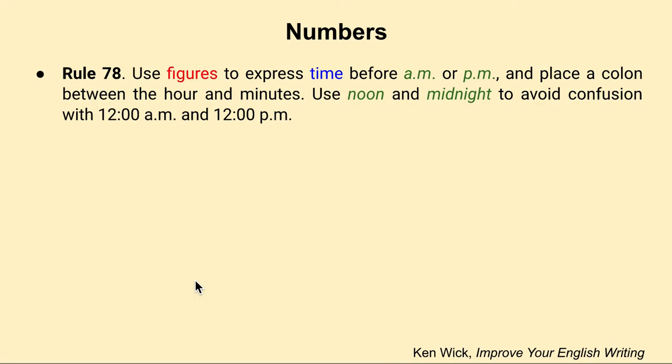So the next rule is about using numbers with time. You use figures to express time before AM or PM, and place a colon between the hour and the minutes. Use noon and midnight to avoid confusion with 12 a.m. or 12 p.m. This is just my recommendation, or maybe I also saw it in the Chicago Manual of Style, I forget, but one of the references actually recommends using noon and midnight to avoid confusion, and I agree. That's what I would do instead of writing 12 a.m. or 12 p.m., because people may not be too sure which one it is.